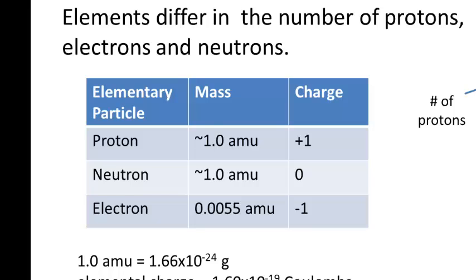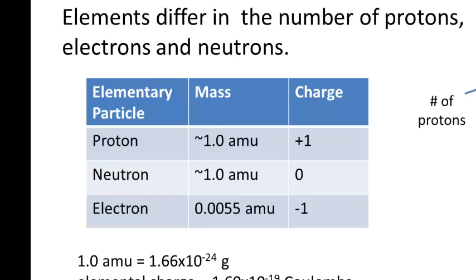Now, these particles also may have charge. A proton is assigned an elementary charge of +1. An electron is equal and opposite, -1. And a neutron, as the name implies, has 0 charge.